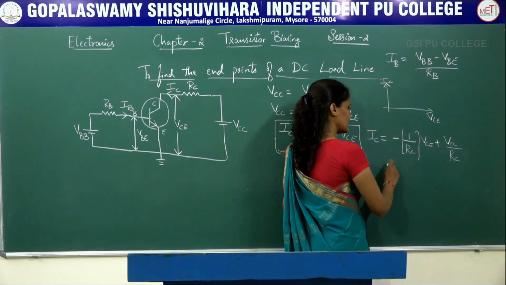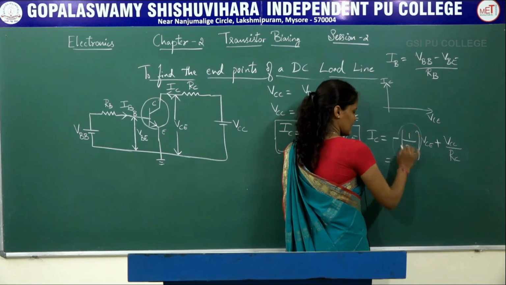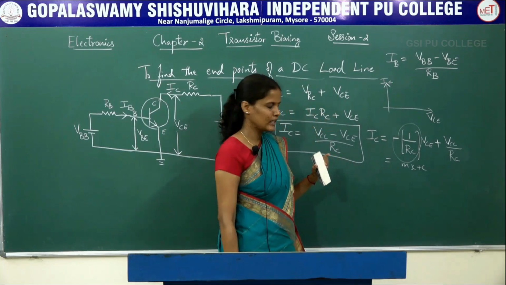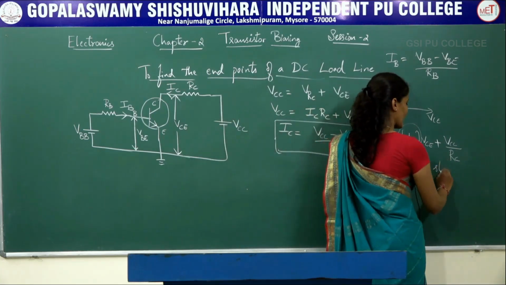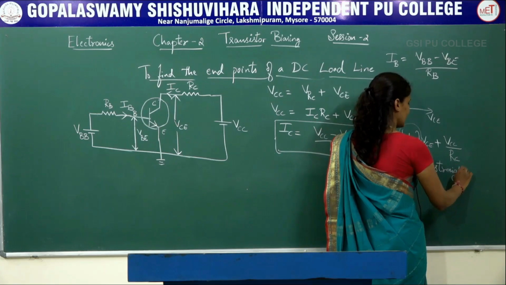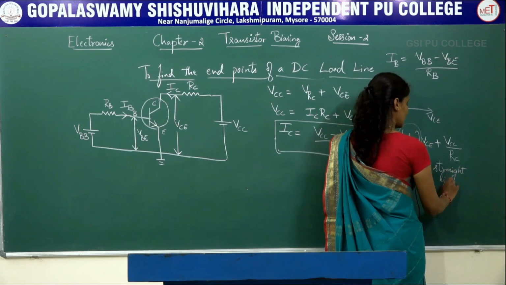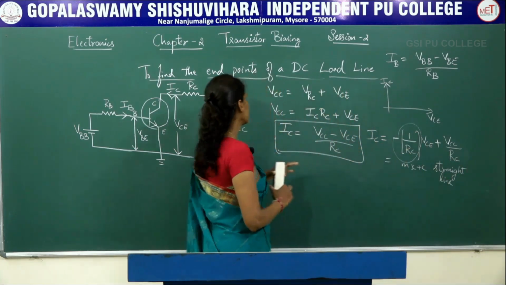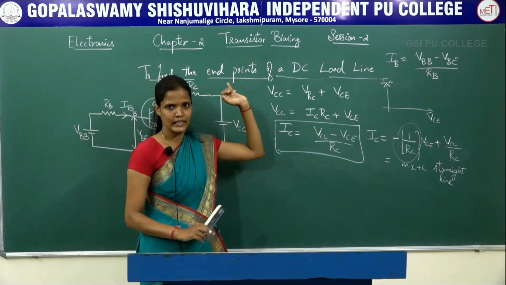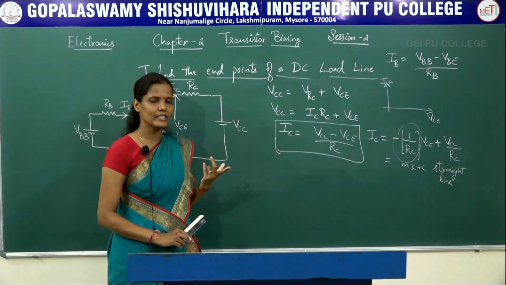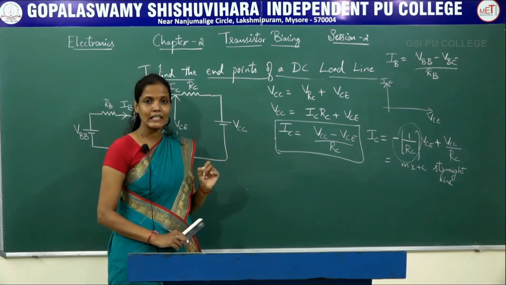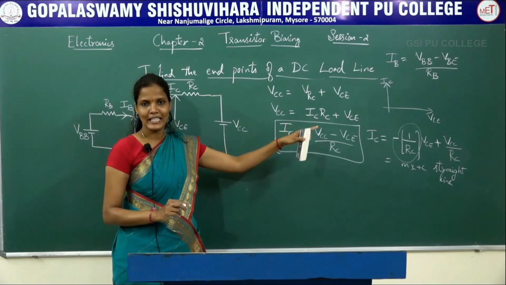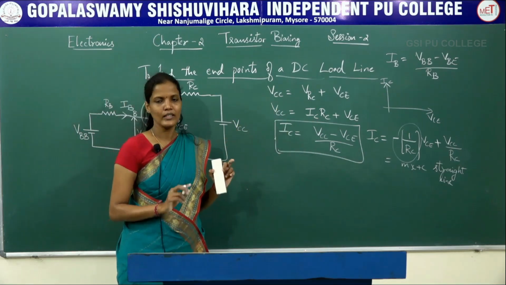So this expression is like mx plus c, which is the general equation for a straight line. So this is going to give us a straight line, which we are going to call a DC load line. The DC load line definition itself says that a DC load line is nothing but a straight line which is drawn on the output characteristics curve representing VCE on the x-axis and IC on the y-axis.